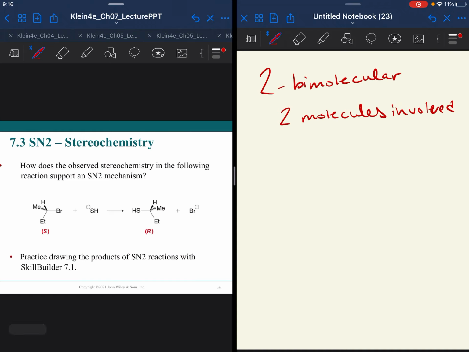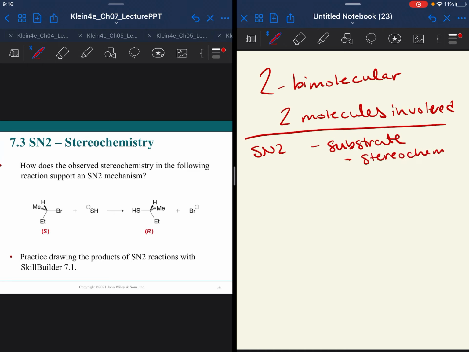Okay, so here's a specific example. And there are going to be several things we need to think about with the SN2 mechanism. We are going to talk about the substrate, what makes a good substrate, and within that we're going to talk about stereochemistry. We are going to talk about the reagent, what makes a good nucleophile. We're going to talk about solvent. These are all going to be important points.